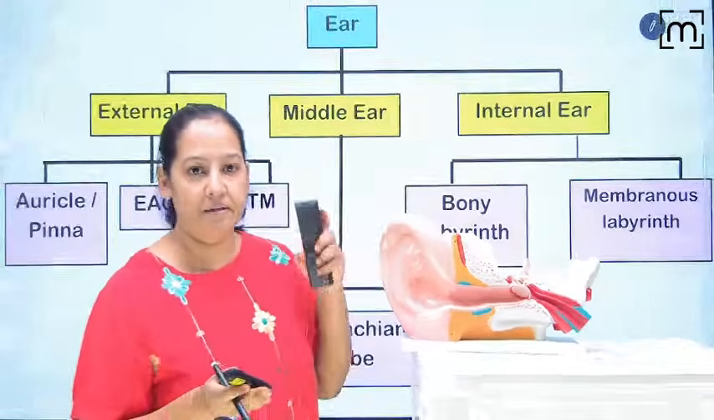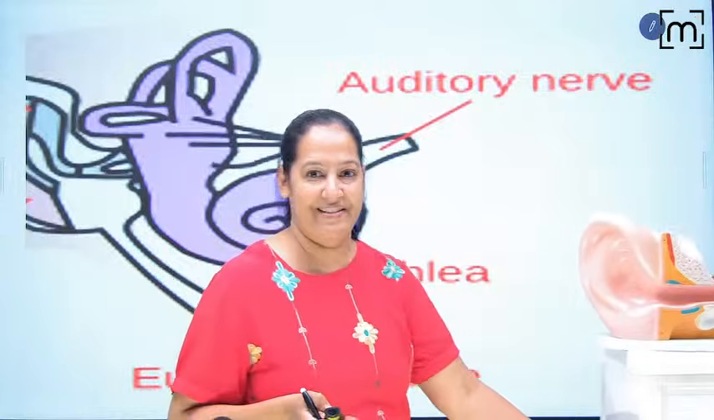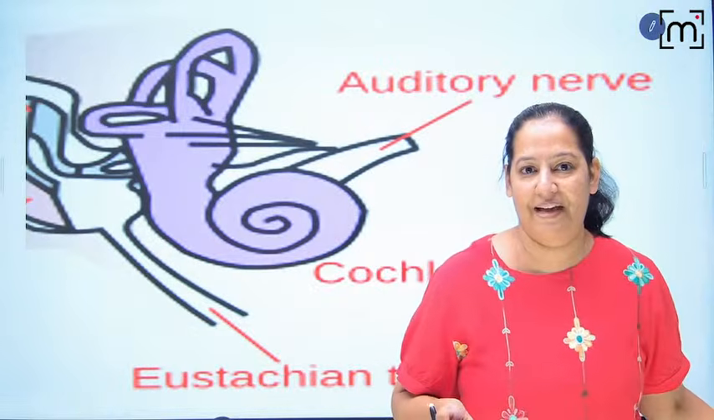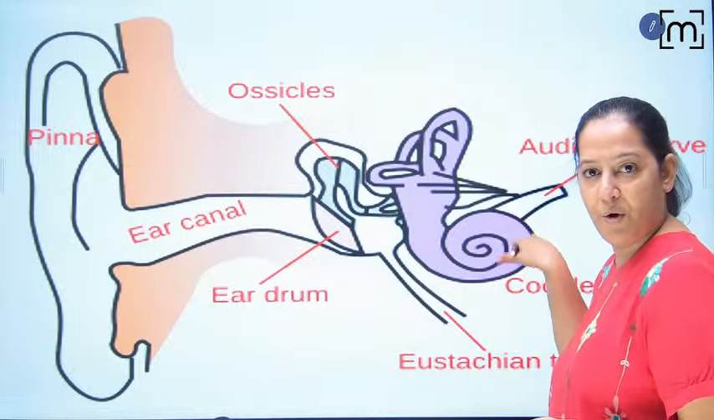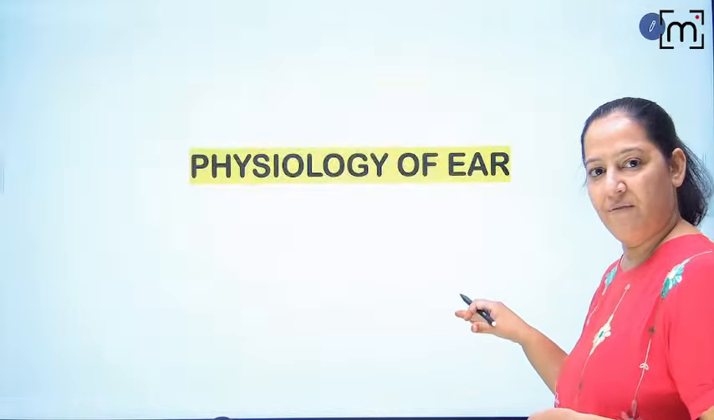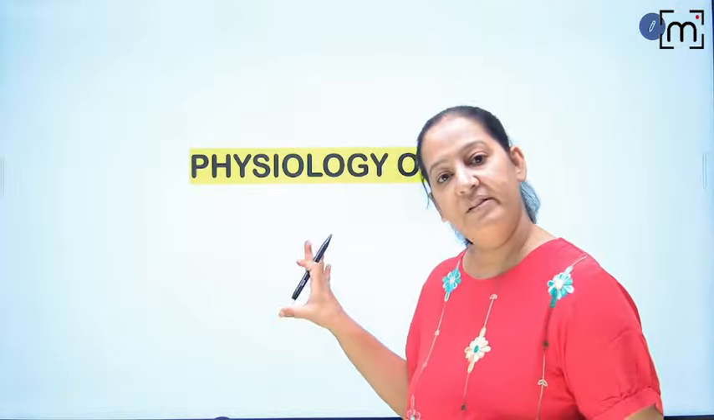Let's proceed further. Anatomy is done. We have revised it multiple times. Cochlea, we have revised it. In this portion, the most difficult portion is cochlea. So we have also revised that. So next 5 minutes, we will continue with the physiology of ear. Only one flowchart, that's it. And after that, I will come to the test.